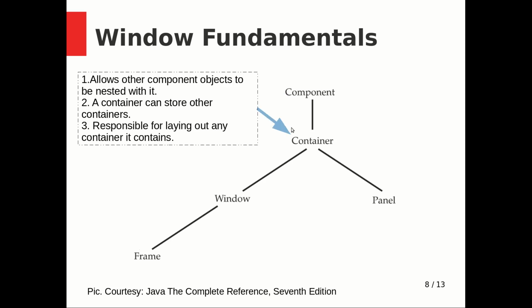Then we have a child class of component called a container, and as the name suggests, it contains other controls. In fact, a container can contain other containers also, and it allows other component objects to be nested within it. A container can store other containers, and it is responsible for laying out any container it contains. And it is because of this container class that Java is able to have its own layouts, and this is actually facilitated using its layout managers.